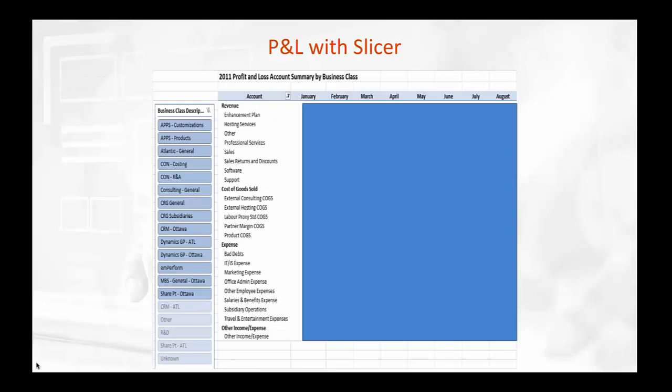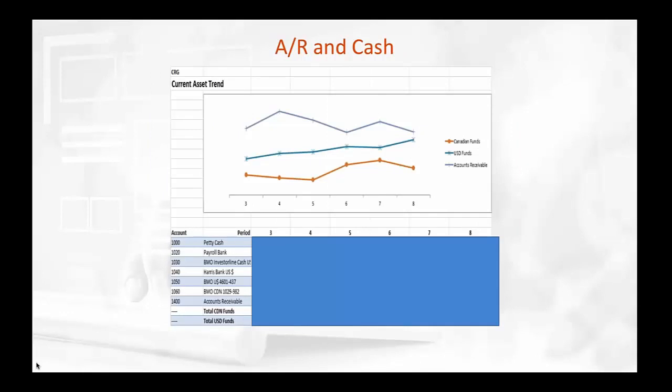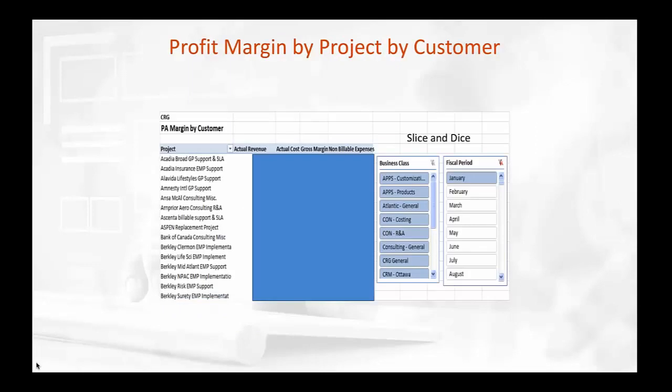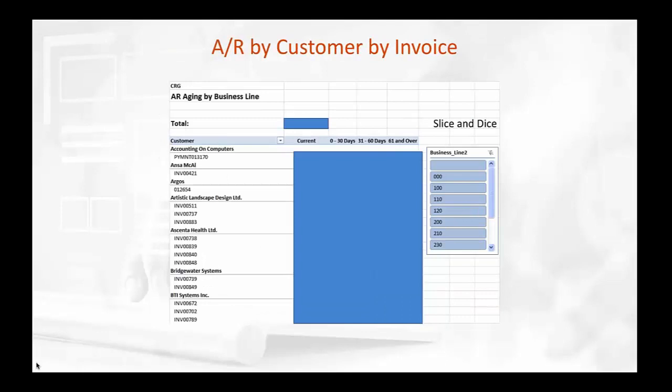We could do a P&L. So this is a cube view of a P&L, and we might have business classes that we use to filter on to understand our data. Another view would be, let's look at our accounts receivable and cash and put some current asset graph at the top and automatically have this refresh whenever the cube refreshes. Another one is just profit margin by project by customer. This one would come from our project accounting cube, and something like accounts receivable aging by customer by invoice. I developed these in Excel, and you're going to see here in a second, we'll do one from scratch. They're really easy to do.